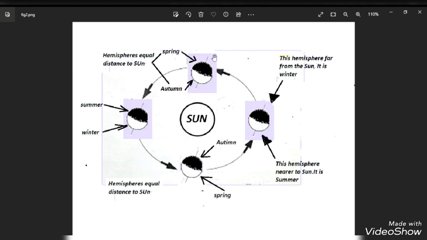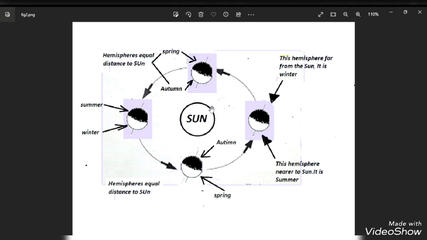As you see here, always the same direction. So in this position, the upper hemisphere of the Earth is a little bit farther than the lower hemisphere. Here we are going to have winter, and here we are going to have the summer. Okay? It comes to the next position.